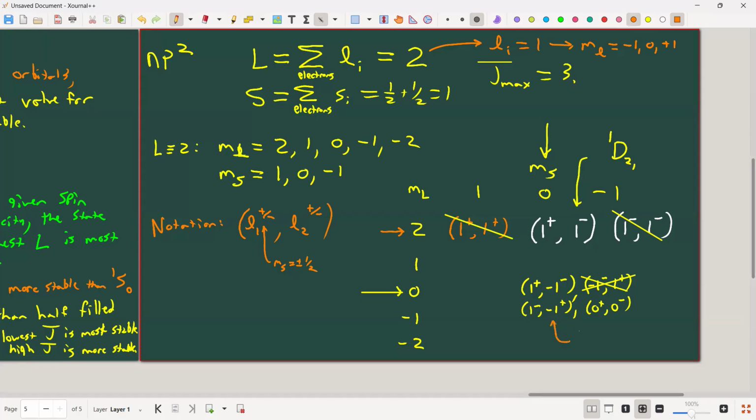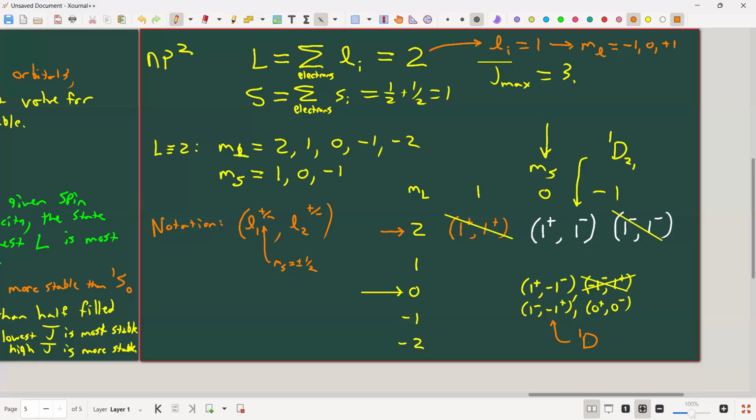Right? And this is a triplet. This is a singlet state, right? Because they're all paired. This is a D state because L is equal to 3. So this is a 1D state, for instance. And so on. And you'll find that there are P states and S states in here as well.